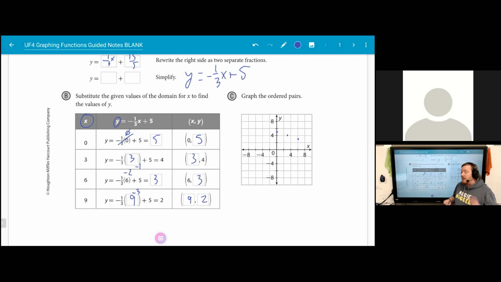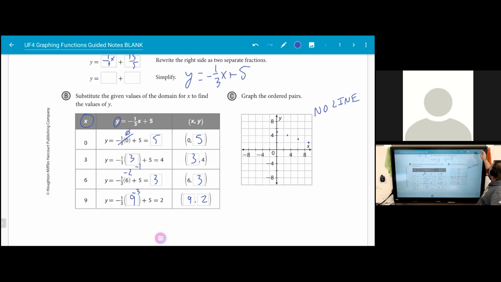Now, notice I'm not putting a line between these or through these, because what we were told was the domain only exists for these 4 points. So in other words, there's only 4 Y values to go along with that. There's only 4 coordinate pairs, and there they are. That's it. Don't put a line, no line. This is an example of a discrete graph.